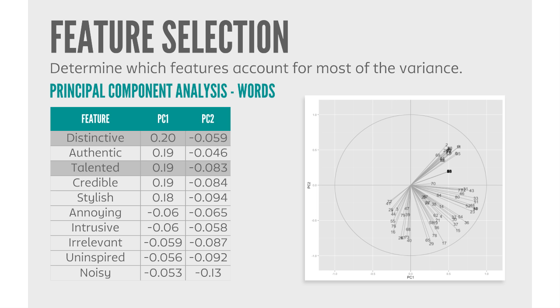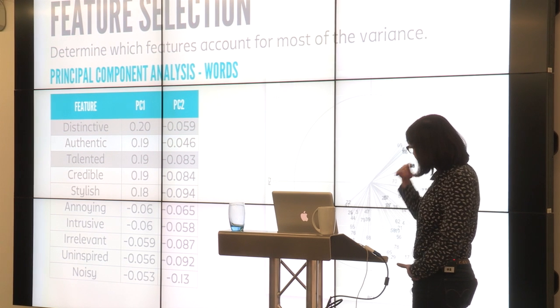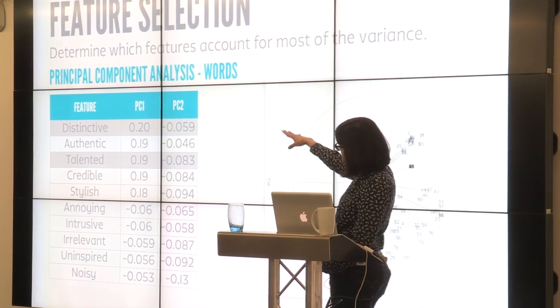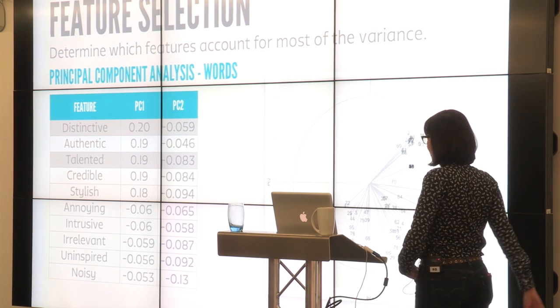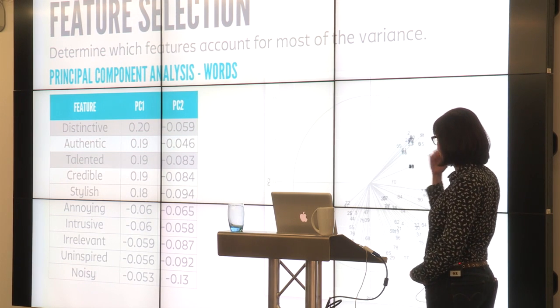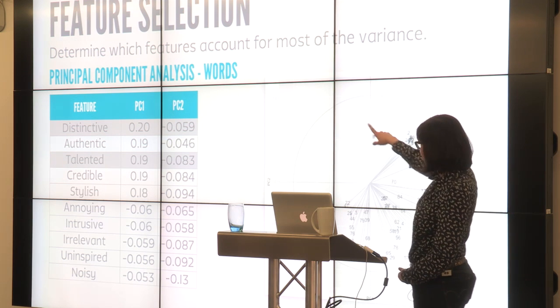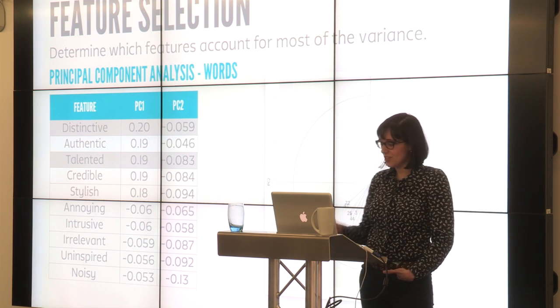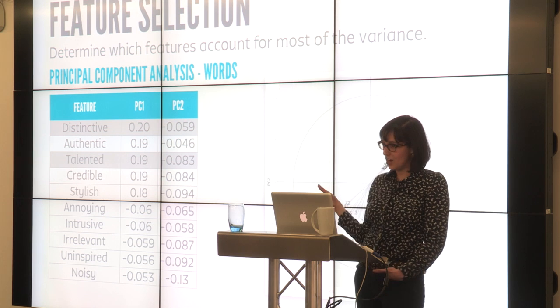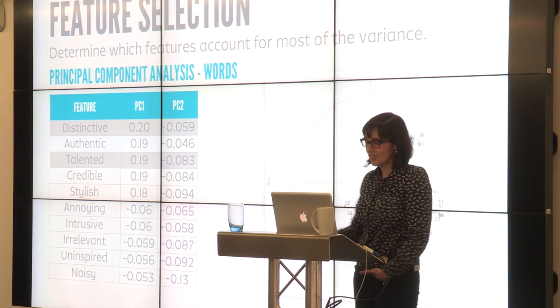For this, you can determine which features account for most of the variance. You can do principal component analysis. I did this for the words data set. Interestingly enough, you find that the features that have a larger first principal component, distinctive and talented, were some of the features that both the randomForest in Python and in R consider important. So that's nice to know.